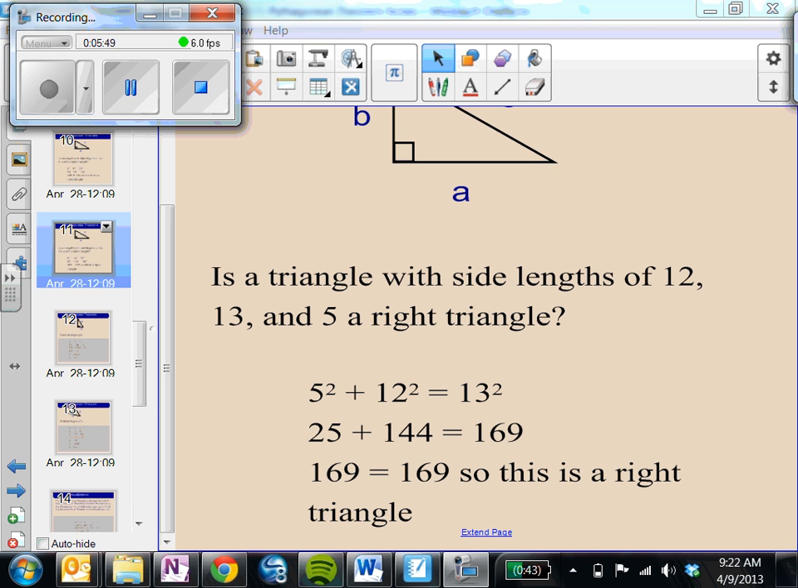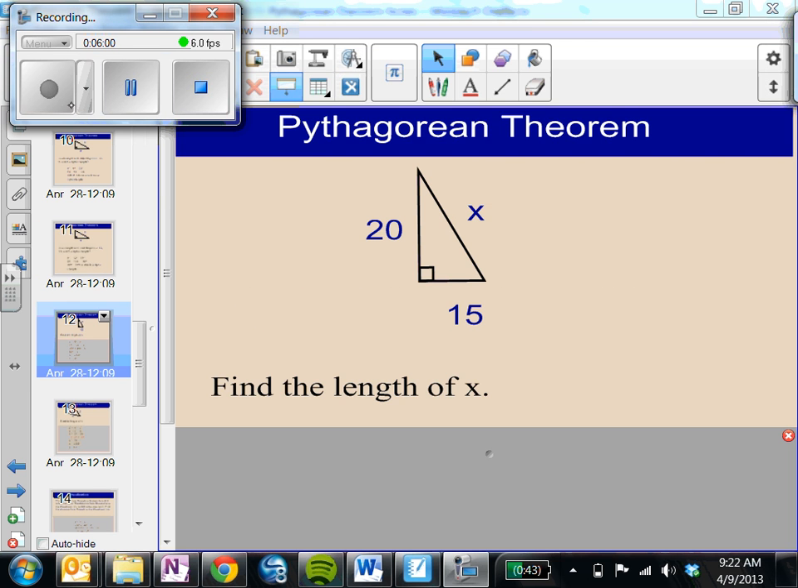Here's another example where a triangle with side lengths 12, 13, and 5 is indeed a right triangle because 5 squared plus 12 squared does equal 13 squared.